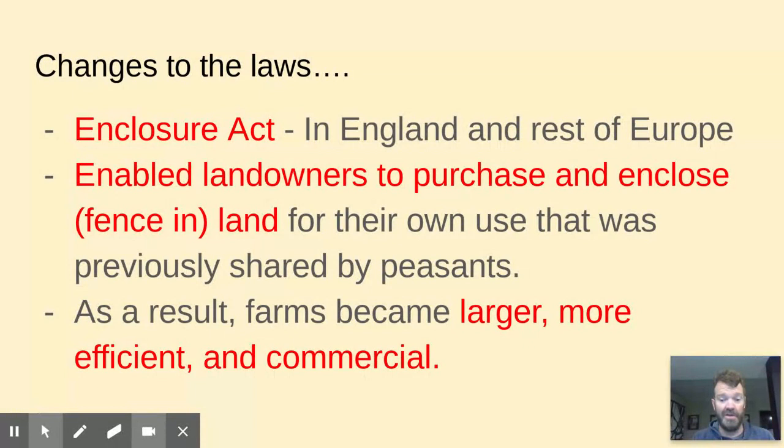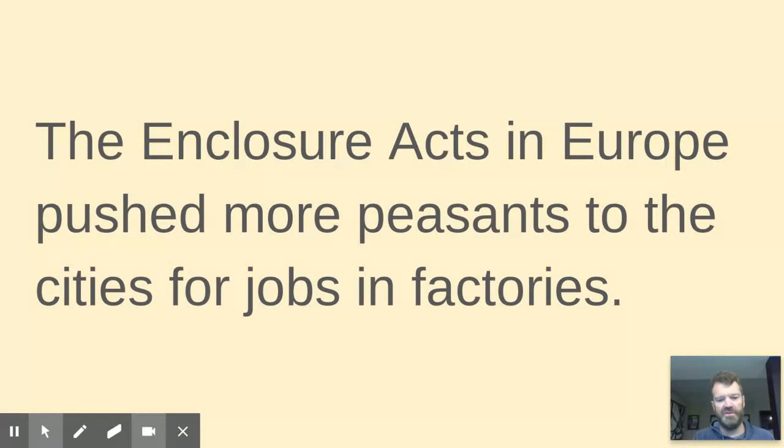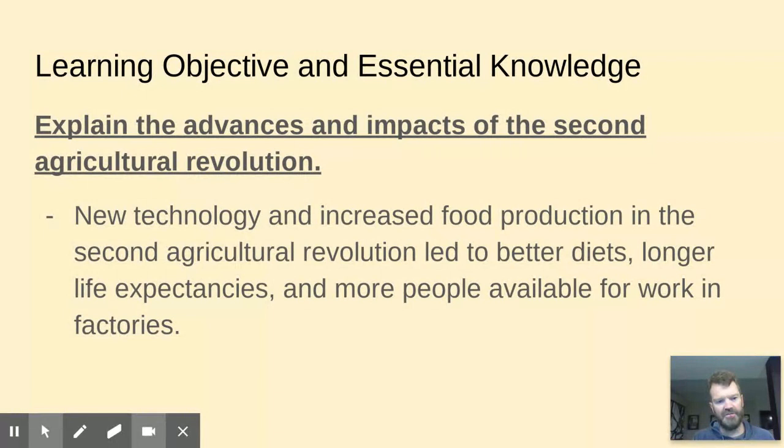And again, where do those peasants go? They go to the cities, to work in the factories, where there are jobs available. People migrate, unit two, to where the jobs are. So the Enclosure Act in Europe pushed more peasants to cities for jobs in the factories, like I just mentioned. So the learning objective here: increased food production in the second agricultural revolution leads to better diets. It leads to people living longer, and there's more work for people. It also leads to urbanization because people move to those cities to get jobs.